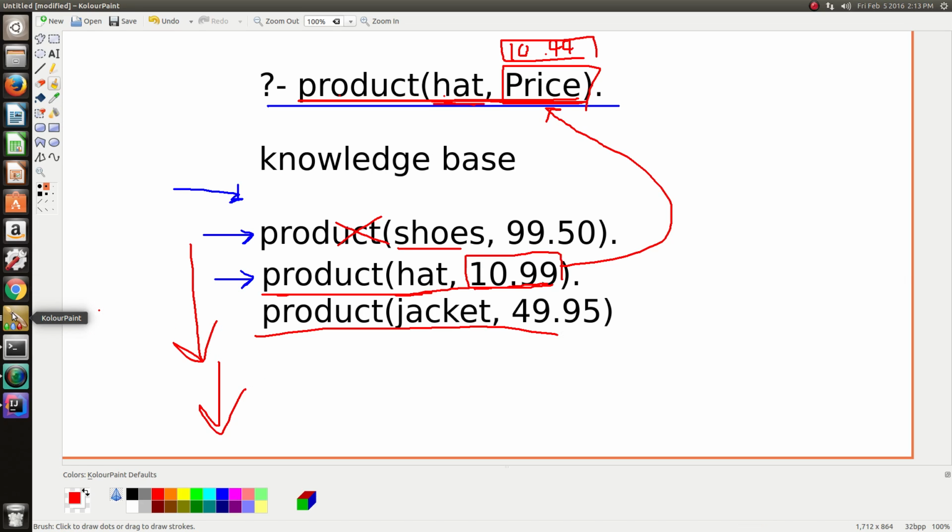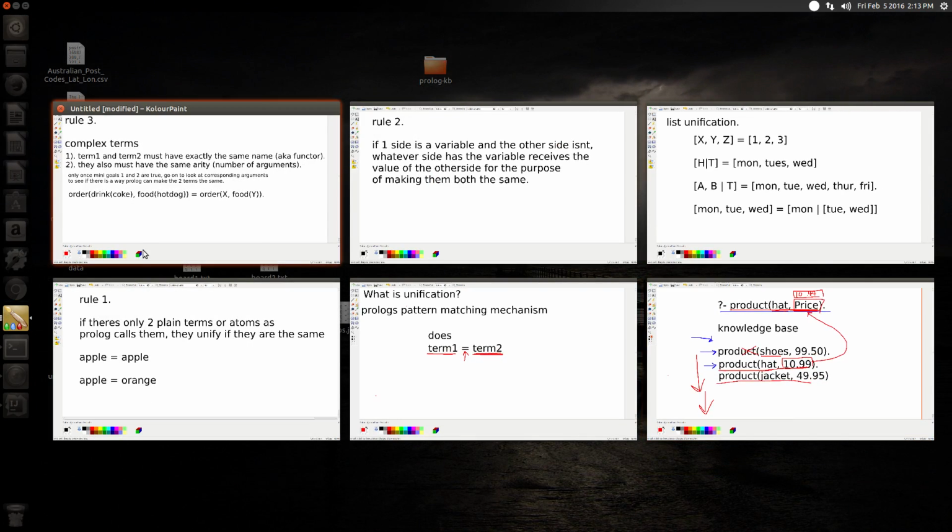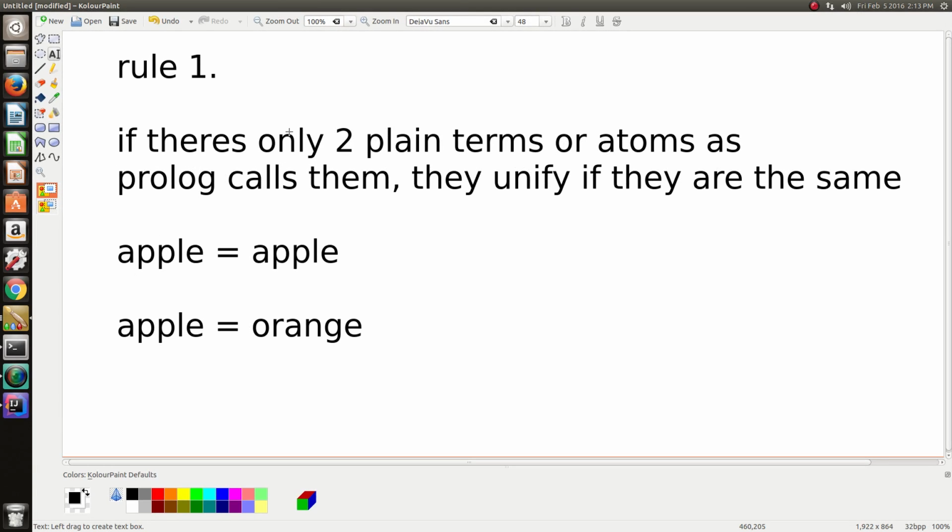So I'll just cover the rules now. The very first rule is as simple as you can get. It just says that if you've got two plain terms, or atoms as Prolog calls them, atoms are just literal constants, I guess you can look at them that way, and they unify to be the same thing if they are the same thing. So an apple is clearly an apple because they're constant things. Just don't overcomplicate it. Apple is an apple, so Prolog is happy to unify these two because they match.